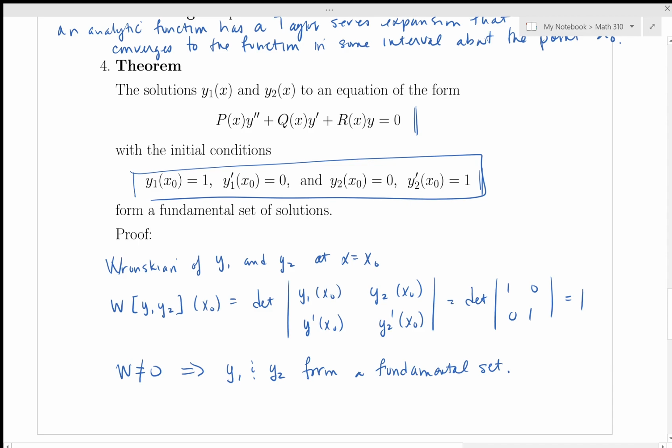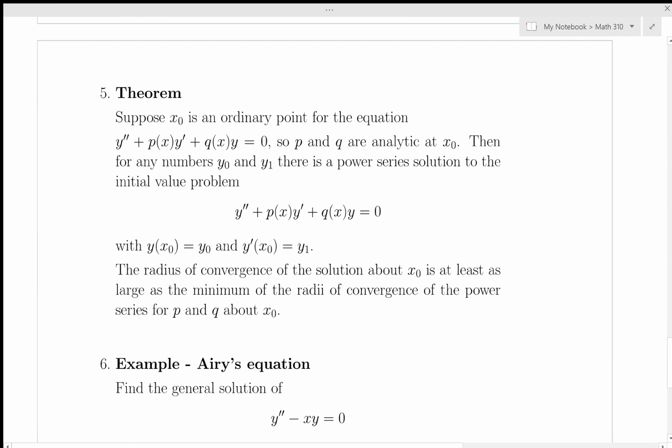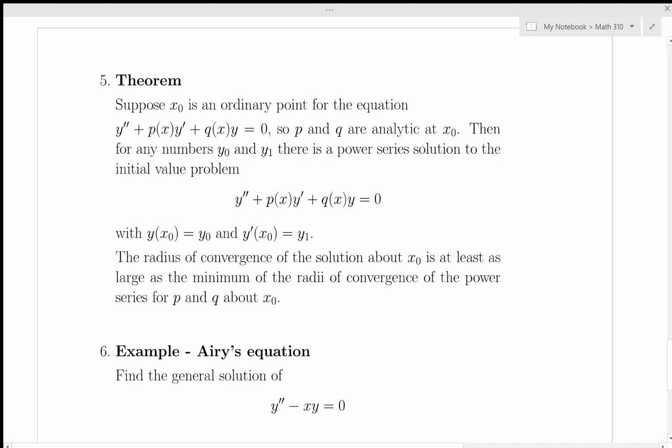Okay, another theorem. Suppose we have an ordinary point, and that means that P and Q are analytic at x naught. Then for any numbers, y naught and y1, there is a power series solution to this initial value problem with those two initial conditions. And the radius of convergence of that power series solution is at least as large as the minimum of the radius of convergence of the power series for P and Q. Because this is getting at the same concept we had before of the interval of validity.